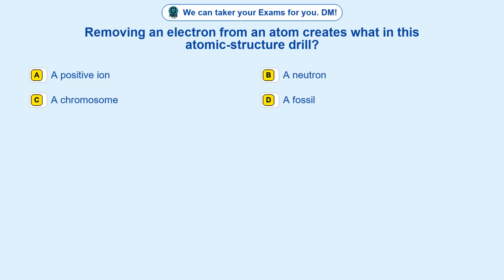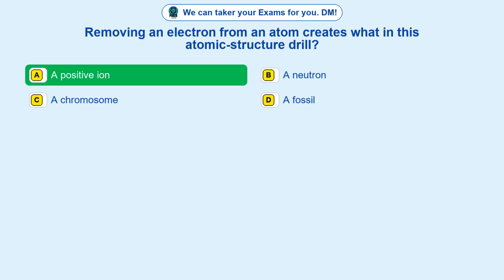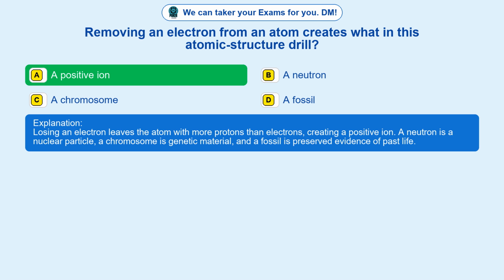Question 49. Removing an electron from an atom creates what in this atomic structure drill? Option A. A positive ion. Option B. A neutron. Option C. A chromosome. Option D. A fossil. The correct answer is option A. A positive ion. Losing an electron leaves the atom with more protons than electrons, creating a positive ion. A neutron is a nuclear particle, a chromosome is genetic material, and a fossil is preserved evidence of past life.